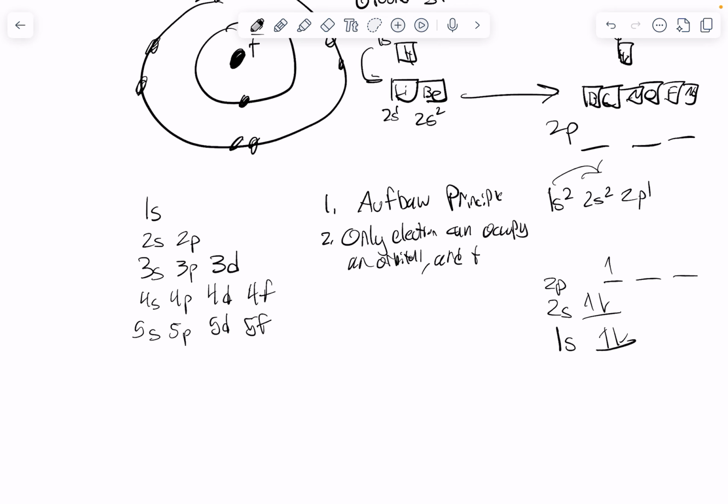And they must have an opposite spin. So you see how we have our electrons here. They're not both facing up. They've got to face the other way. And this is for the stability of the atom. If you have a bunch of electrons going in one direction, the atom's going to be way less stable. I don't even know if that's possible.